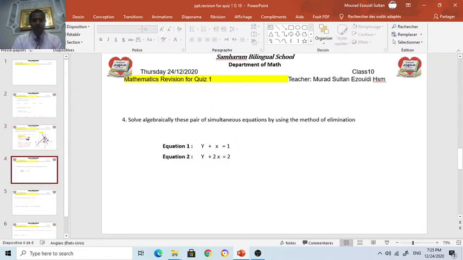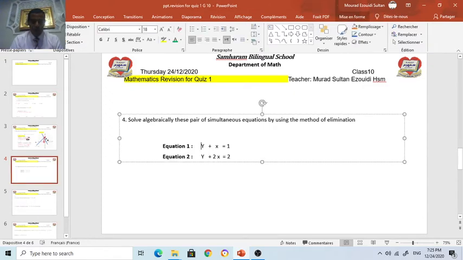Okay, now the second one. The question is: solve algebraically this pair of simultaneous equations by using the method of elimination. The method of elimination, my learners, is just to cancel one of the two variables and write the second one in terms of real numbers. Look, the coefficient of y here is 1, and the coefficient of y here is 1. So the variable y in the first and second equation have the same positive sign and the same coefficient.